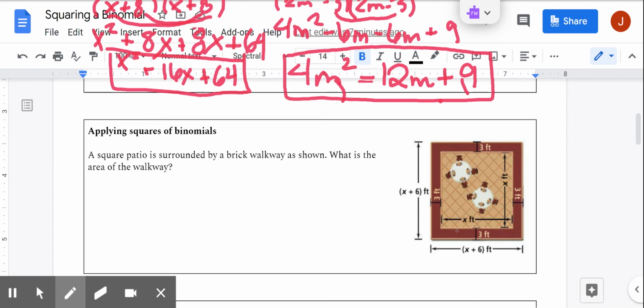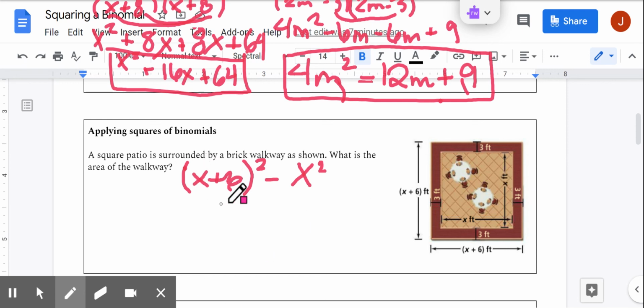So really, that's the area of the first square. Well, that would be x plus 6 squared, right? The area of that square, minus the area of the inside square. Well, that side length is x, and x times x is x squared. So this first expression represents the entire patio plus walkway. And the second term represents the inside term that we're subtracting away.